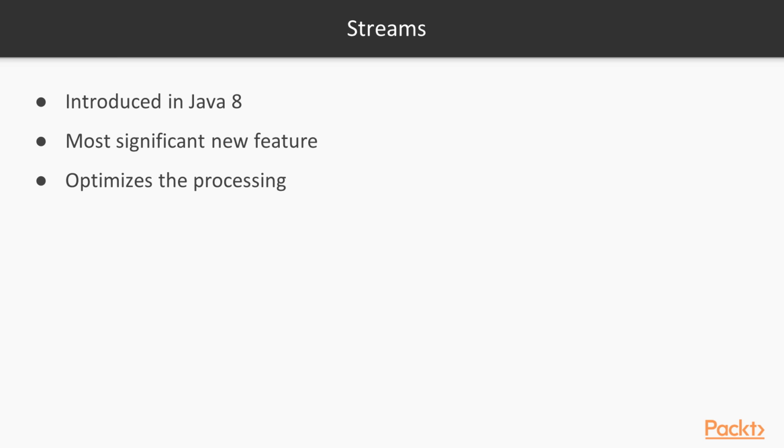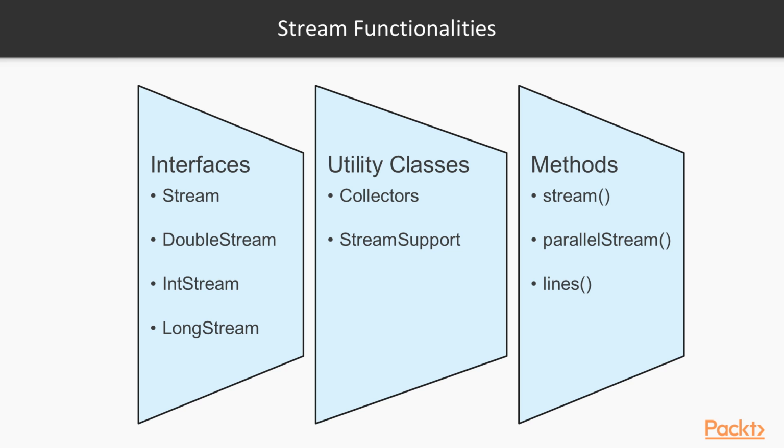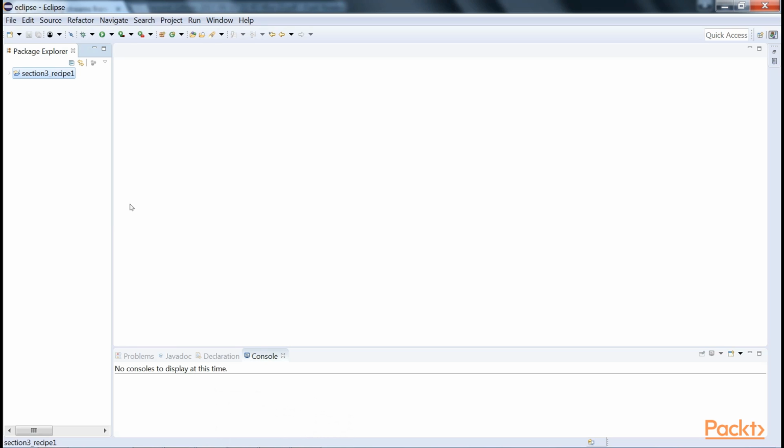It was introduced in Java 8 and was one of the most significant new features of that version, together with lambda expressions. They have changed the way you can process big sets of elements in Java, optimizing the way the language processes those elements. Streams have introduced the Stream, DoubleStream, IntStream, and LongStream interfaces, some utility classes such as Collectors or StreamSupport, some functional-like interfaces such as Collector, and a lot of methods in different classes, such as the stream or parallelStream methods in the Collection interface or the lines method in the Files class. The example of this video is implemented using the Eclipse IDE.